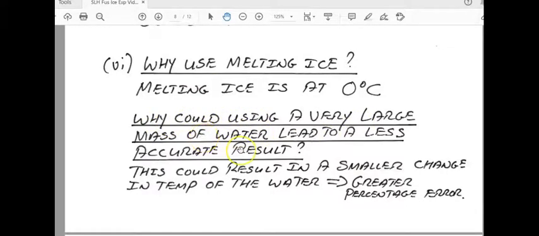And the last part there was, why could using a very large mass of water lead to a less accurate result? Well, if you used a very large mass of water, using the same amount of ice, the change in temperature of the water would be quite small. Small values put into formulas tend to lead to large percentage errors, so this could result in a smaller delta theta water, which leads to greater percentage errors, and that's the important part there.